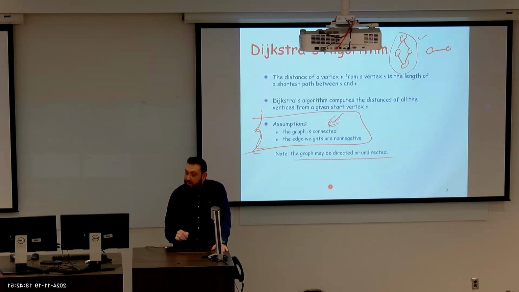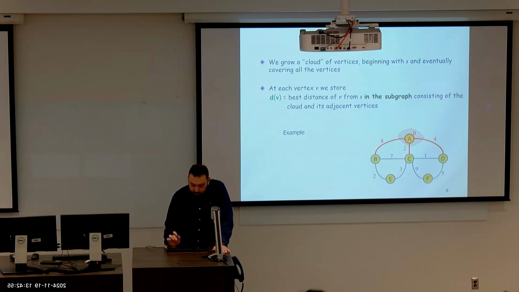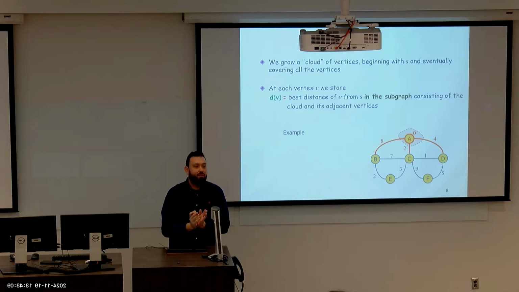Also, the graph may be directed or undirected. It's not going to matter for Dijkstra. It's going to work for both. Okay, so what is Dijkstra? We're going to build a cloud starting from the node that we want to start from. So if I'm telling you I want to do the shortest path starting from A, that means the first thing you're going to do is build a cloud next to A, and then this cloud is going to expand.